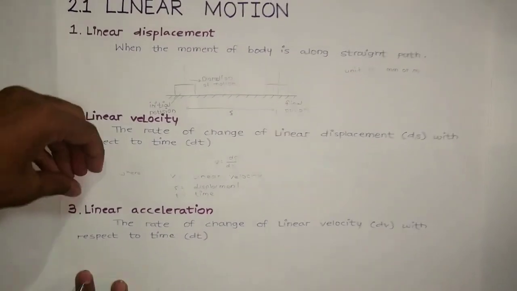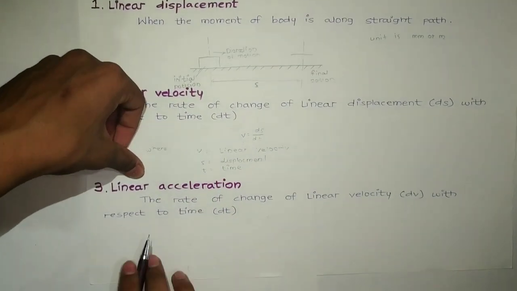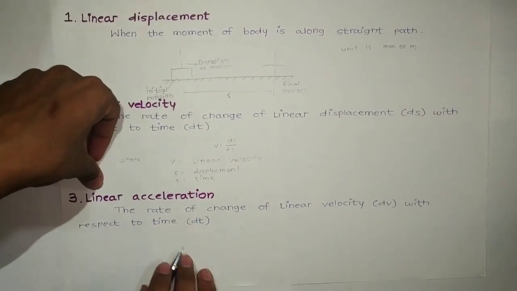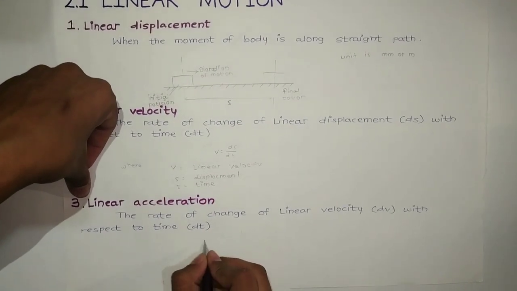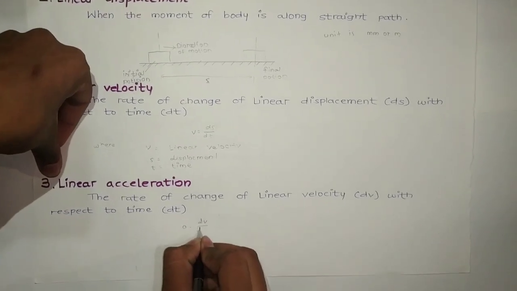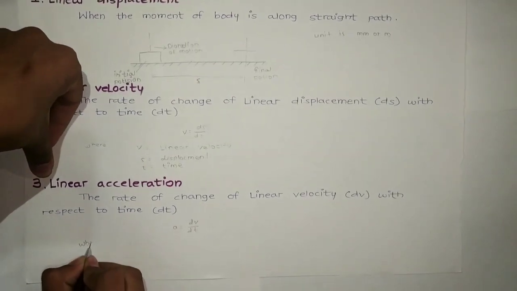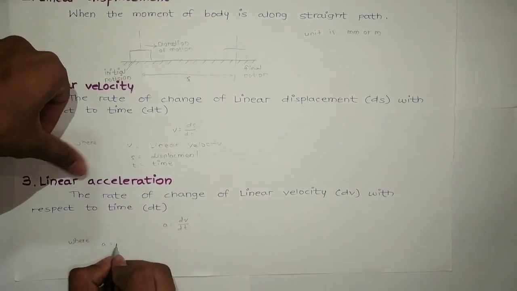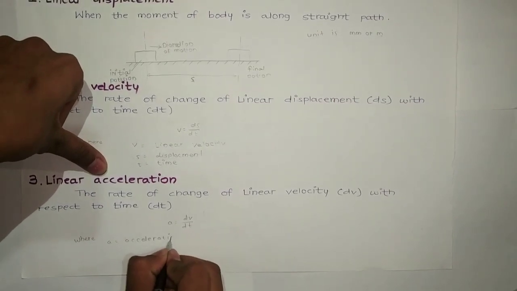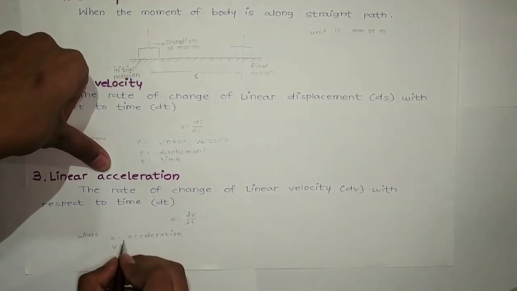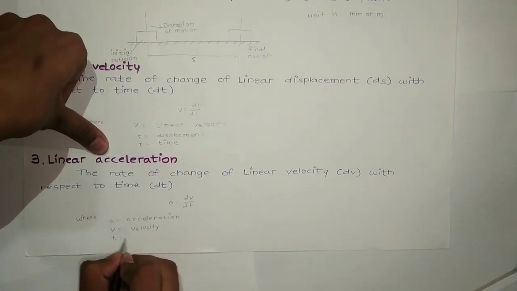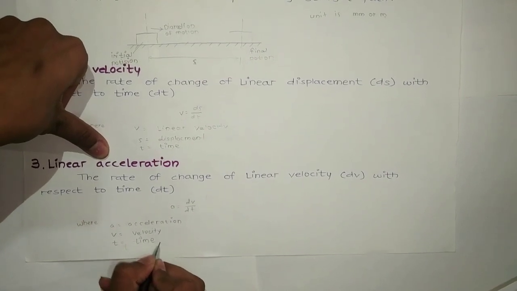Now next, third, linear acceleration. The rate of change of linear velocity with respect to time is called linear acceleration. The formula for linear acceleration is a is equal to dv by dt, where a means acceleration, which we find here, v is the velocity, and t is time.